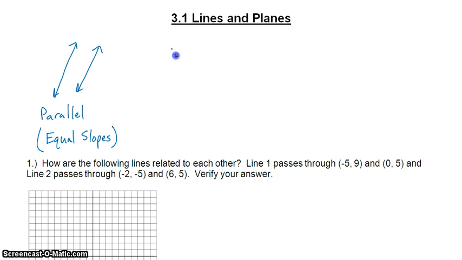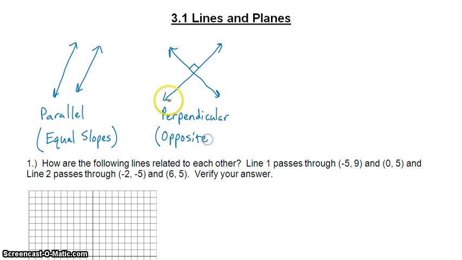Another possibility for two lines in a plane: those two lines could intersect. And when they intersect, they form a 90-degree angle. When two lines intersect to form a 90-degree angle, they're perpendicular. In order to prove that two lines are perpendicular, their slopes need to be opposite. One slope has to be positive, and one slope has to be negative, and the slopes have to be reciprocals of each other.